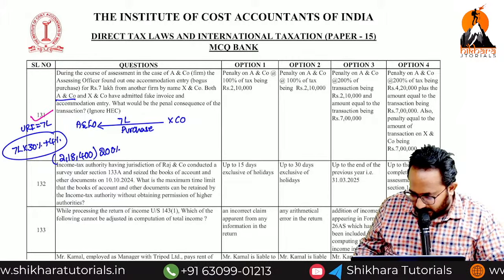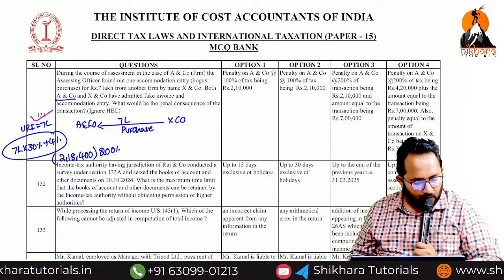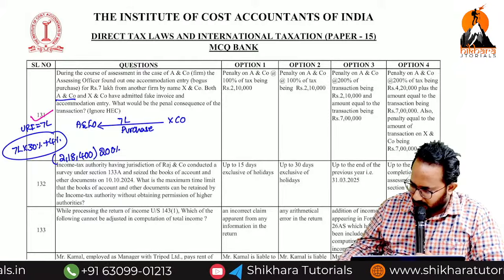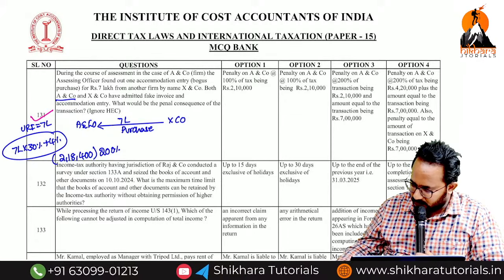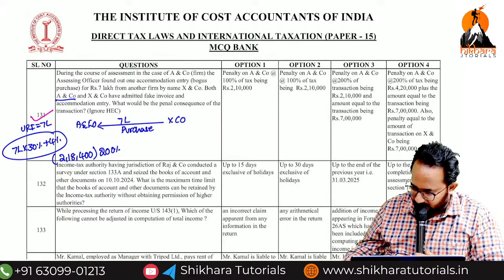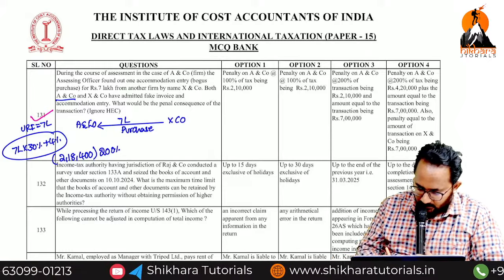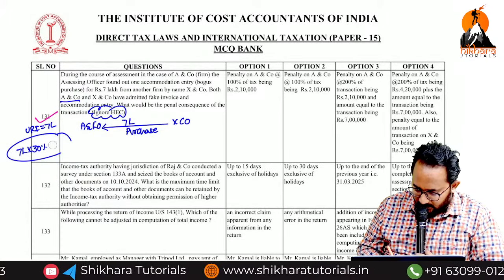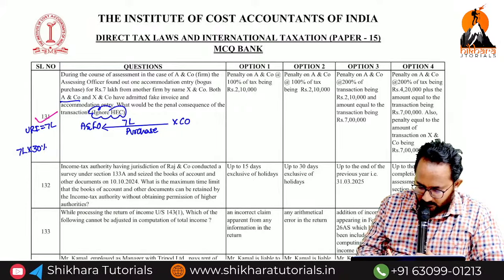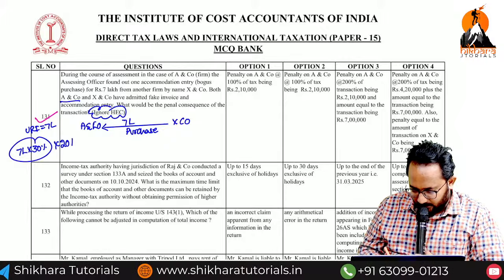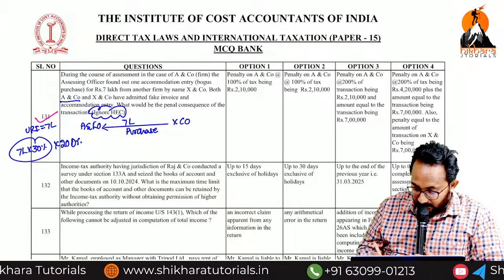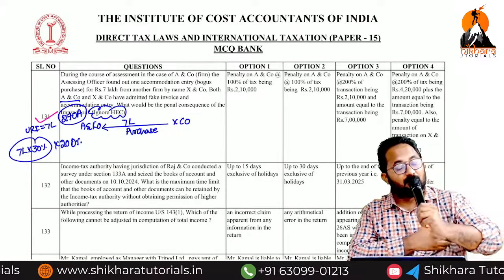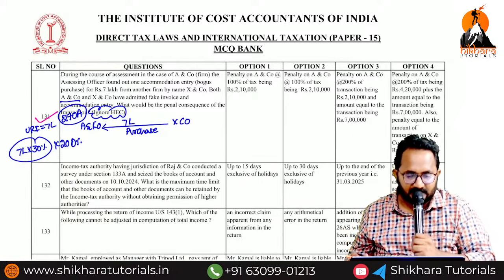You can apply 200%. Sorry, here they have given to ignore health and education cess, so we apply 200% directly. Why 200%? In case of misreporting, we directly apply the section 270A penalty at the rate of 200% of tax. In case of normal underreporting, it is 50% of tax.